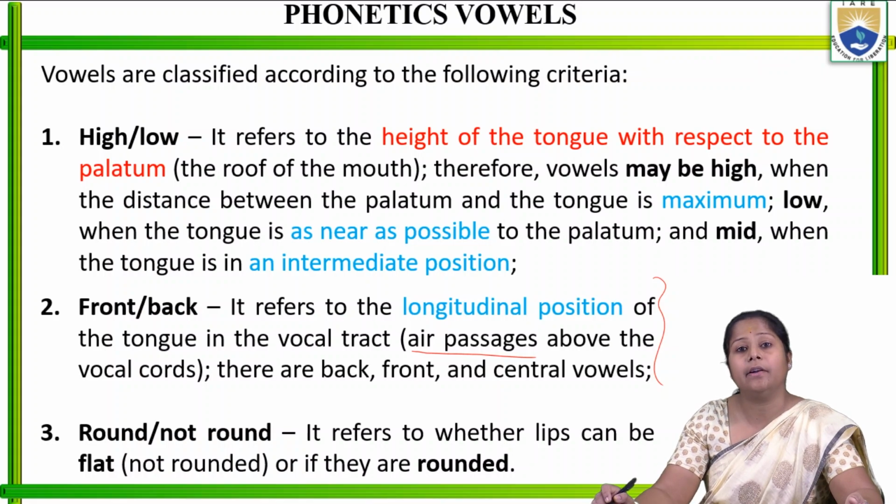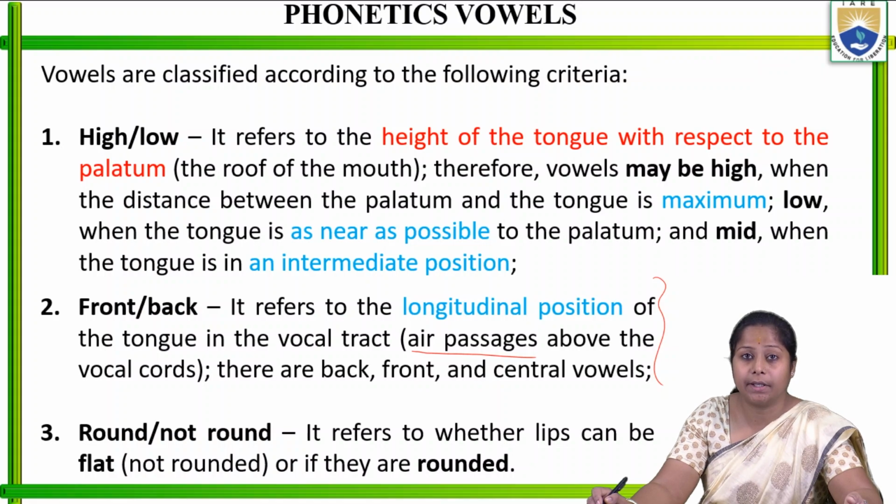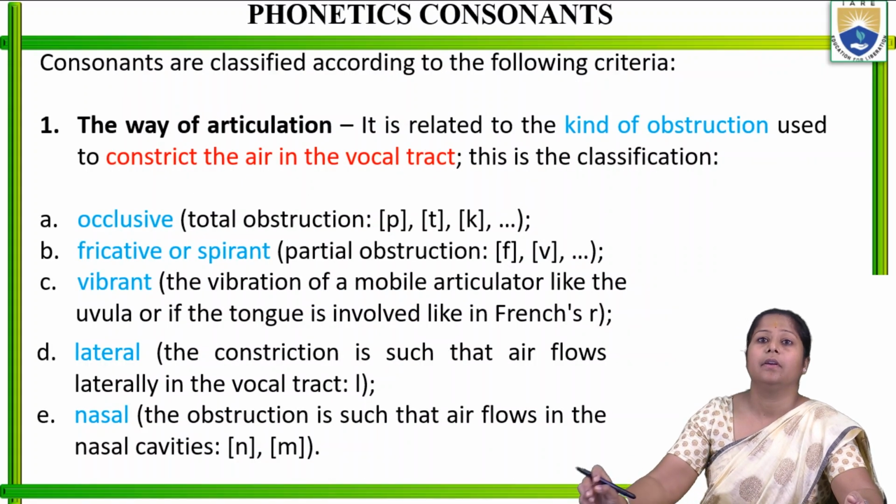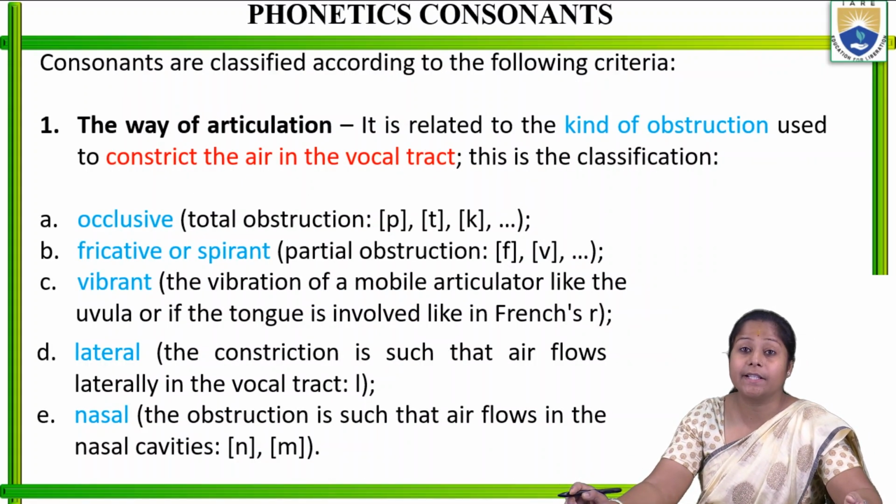Next is round and not round. It basically refers to whether our lips are flat, meaning not rounded, or not flat, meaning rounded. These two types of sounds are created depending on whether the lips are flat and not rounded, or rounded.